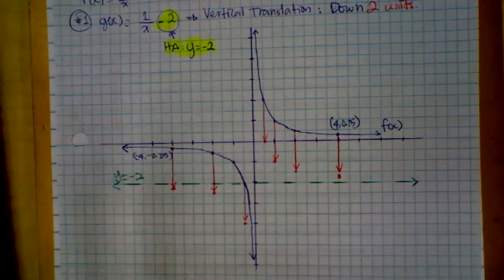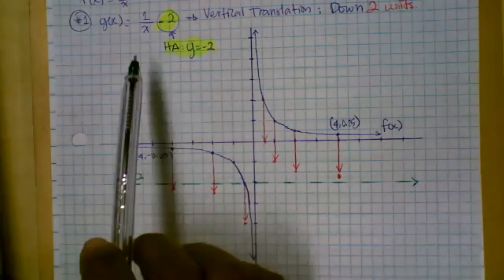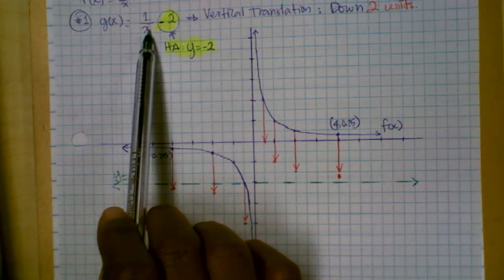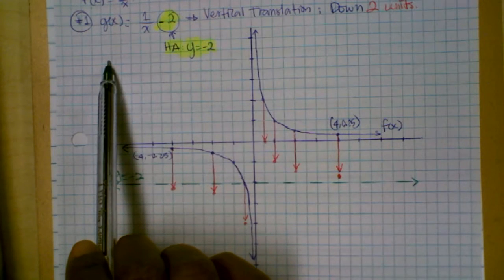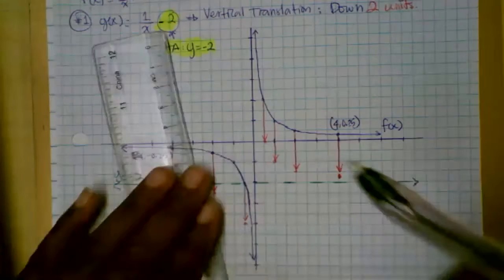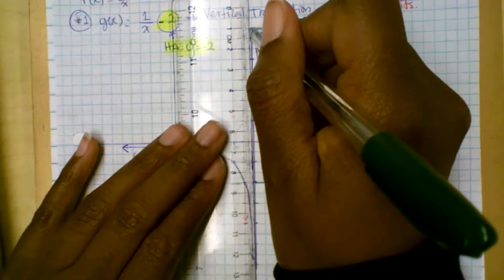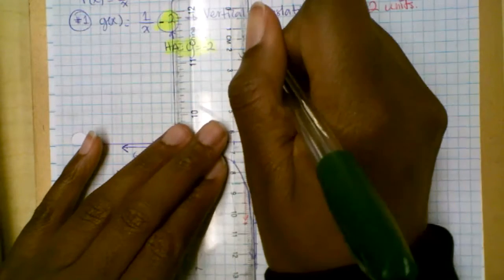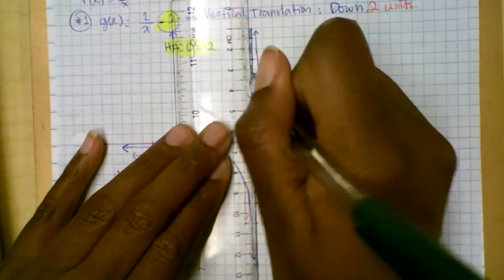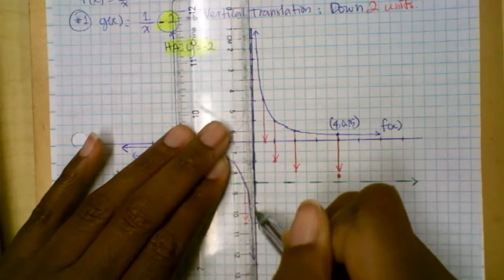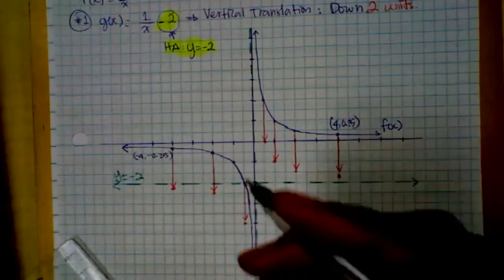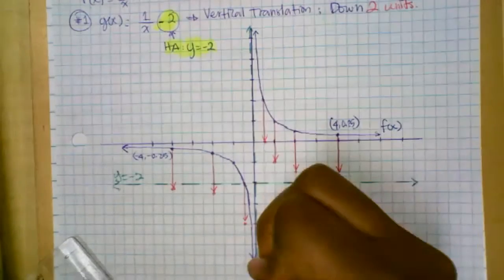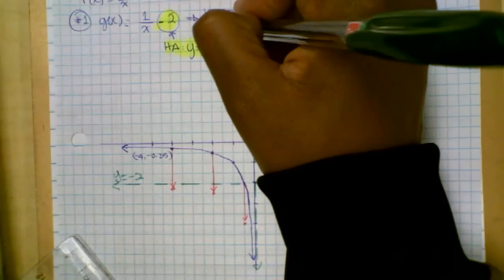Now, what is the vertical asymptote? You take the denominator and set it equal to 0. So x equals 0. It remains the same. Nothing has been shifted to the left or to the right. So you still have the same vertical asymptote at x equals 0.